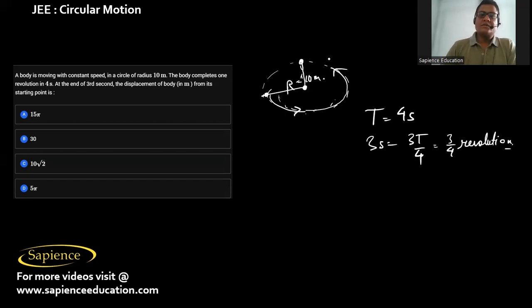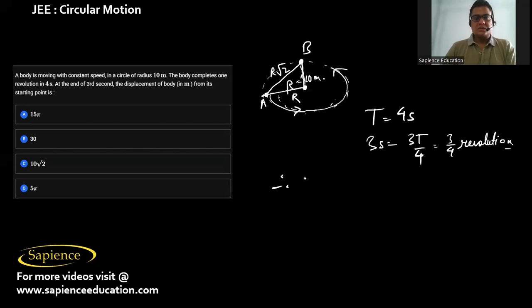So it means that it will reach somewhere here. Then we have to find the displacement of the body from its starting point. This length AB that we have to find out. So the radius of the circle is r, that is 10 meters. So this will be also r, and this will be r root 2.